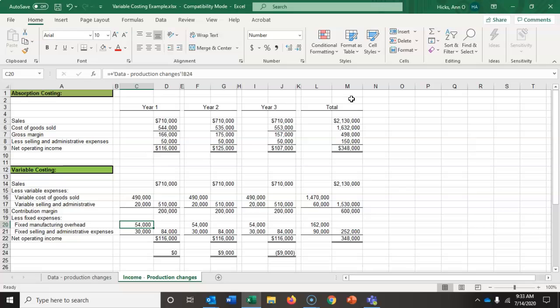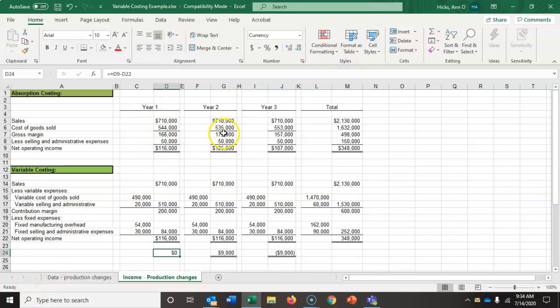From that, we will subtract all of our fixed expenses, the fixed overhead of $54,000, the fixed selling and admin of $30,000, a grand total of $84,000. That will yield net operating income of $116,000. A difference between the two methods, absorption and variable costing, of 0. Now remember, we talked about this in the other video. There was no change in inventory. No change in inventory will indeed yield the same income for both types of costing.